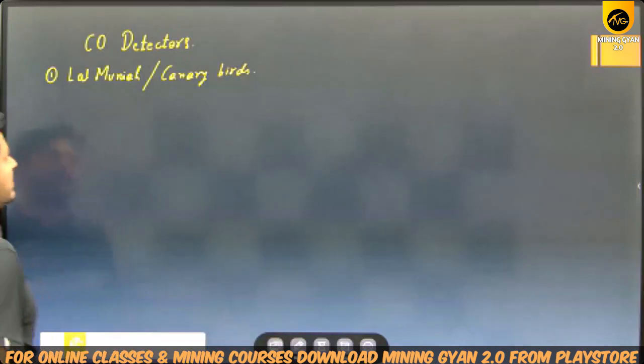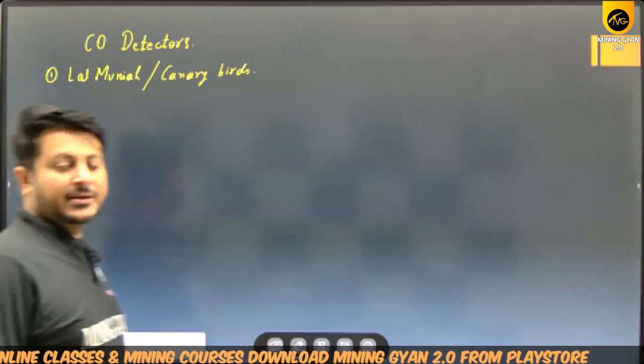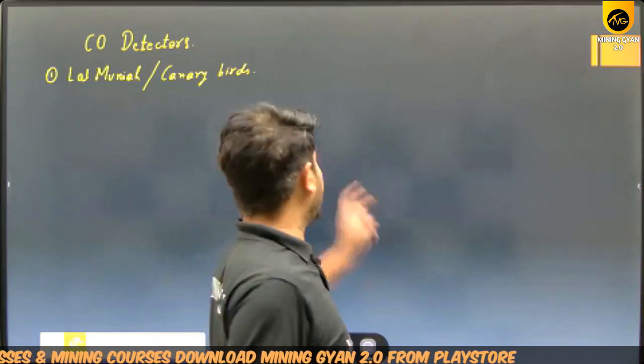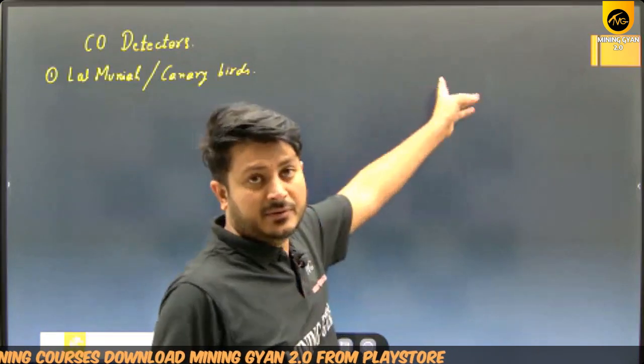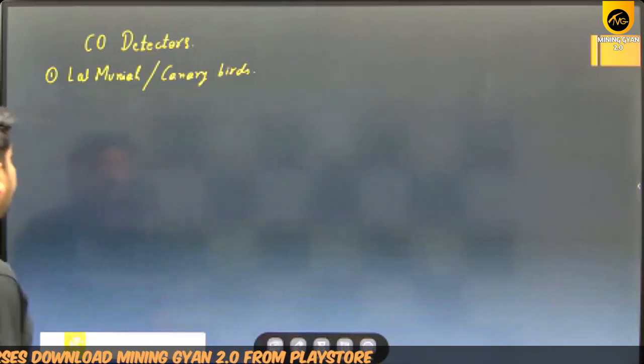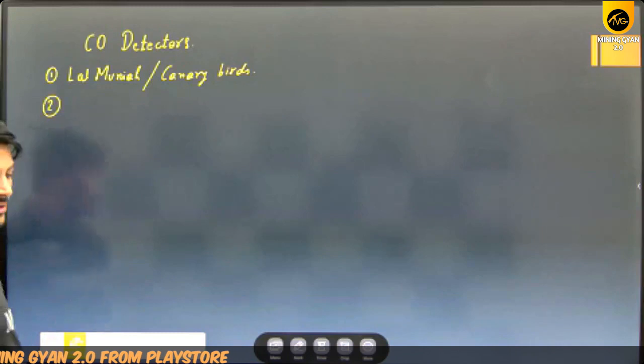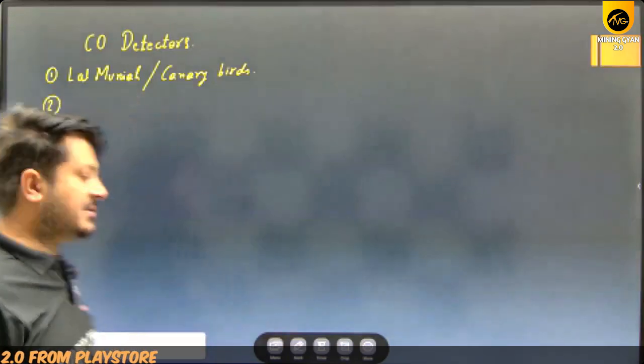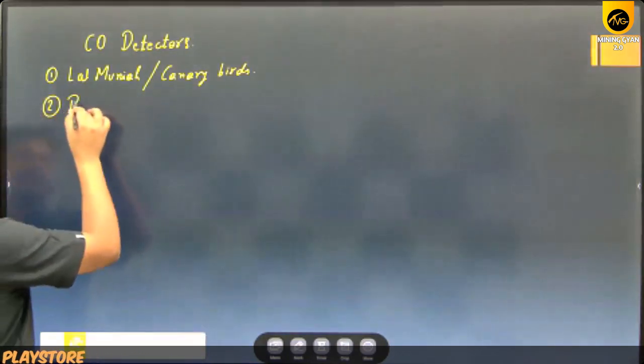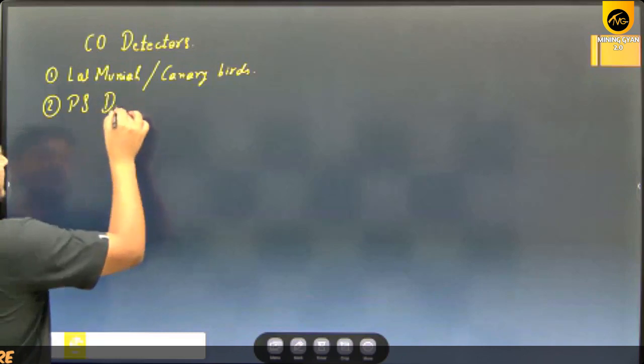Just write these things properly, okay? And whenever I tell you what to write, you have to write those things in front of these topics. Write all the topics, all the detectors, in a series. The second one is PS detectors.